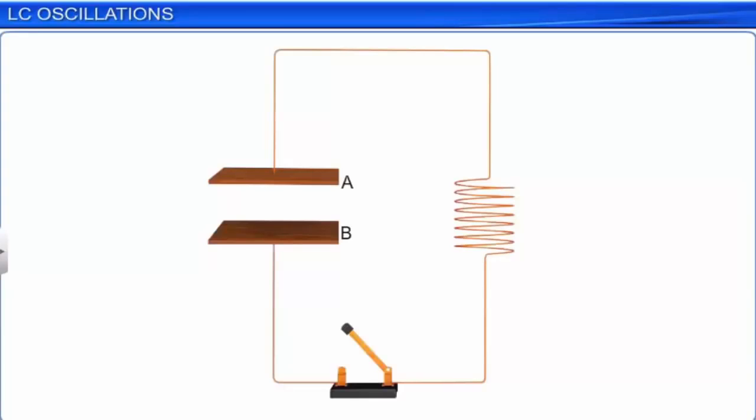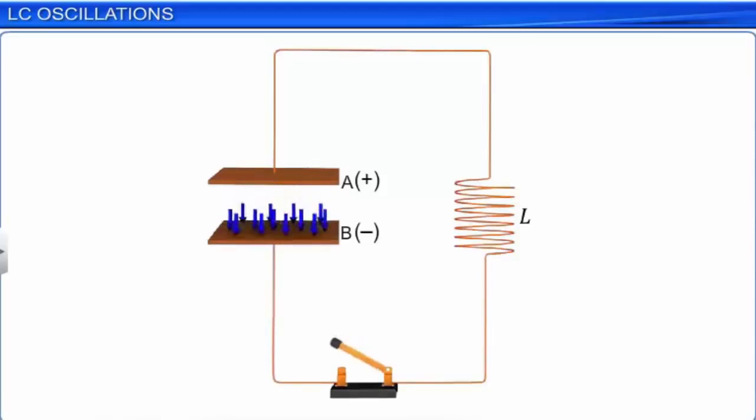The phenomenon of LC oscillations can be observed when a charged capacitor is placed in series with an inductor in a circuit. Consider a fully charged capacitor with plate A charged positively and plate B charged negatively, connected to an ideal inductor of inductance L.